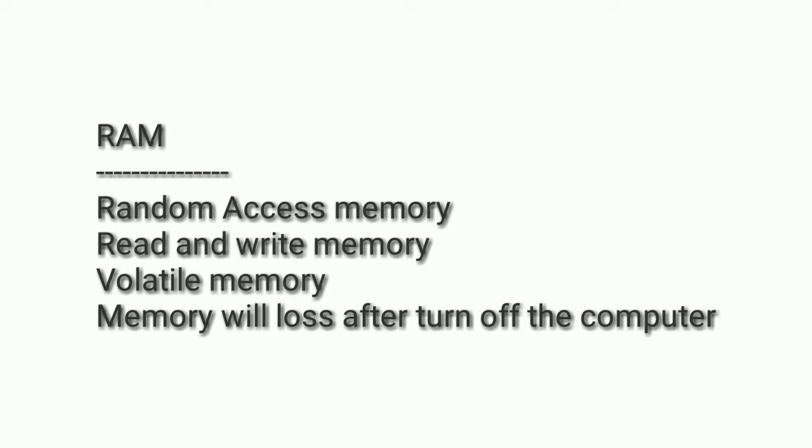These are the properties of random access memory. First, it acts as a working memory of a computer, and it is used for both read and write processes, so it is known as read and write memory. Then after turning off the computer, data from the RAM will be lost, so it is known as a volatile memory. Volatile memory. These are the properties of RAM.